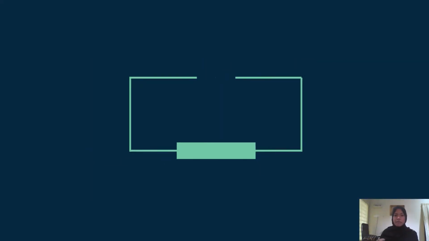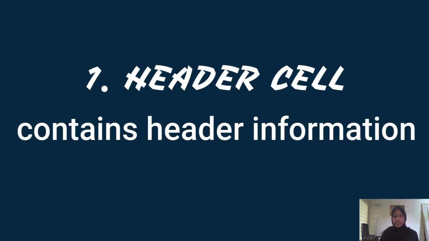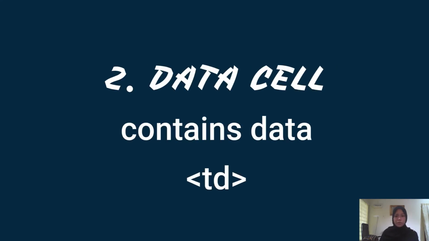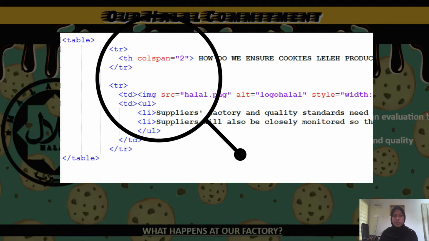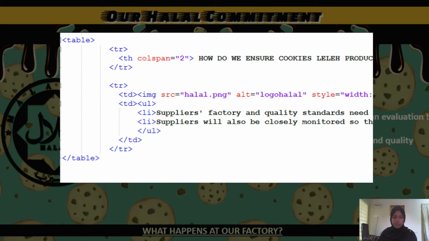For a description of this text, an HTML table has two kinds of cells. Header cells contain header information and are created by the th element, and data cells contain data and use the td element, and the tr tag defines a row in an HTML table. For the th element, there is a colspan attribute in HTML to specify the number of columns a cell should span. It allows a single table cell to span the width of more than one cell or column. It provides the same functionality as merge cells in spreadsheet programs like Excel.